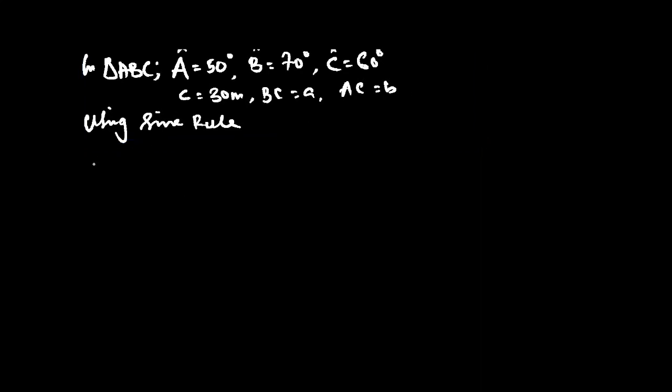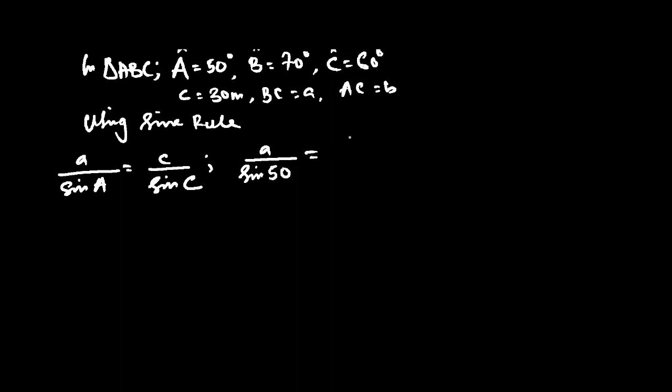So using sine rule, we have that A over sine A is equal to C over sine C. Are you following? So from here, our A is unknown. That's what we are looking for, because that's the distance of the point C from the point B. So we have A over sine of 50 equal to C, that will give us 30, right? All over sine of 60.